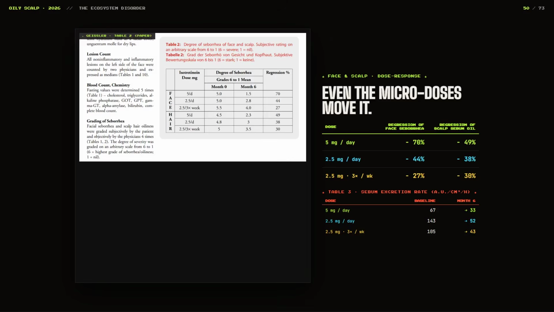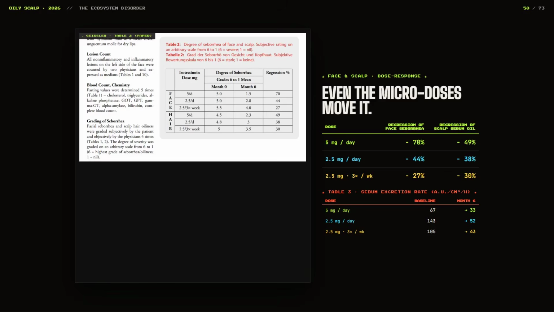The patients were treated for 6 months with very low-dose isotretinoin, 5 milligrams daily, 2.5 milligrams daily, or 2.5 milligrams 3 times a week. In Table 2, the authors show subjective seborrhea scores for face and scalp. The 5 milligram per day group had a facial seborrhea regression of about 70%, and the excessive scalp hair oiliness reduced by 49%. The 2.5 milligram per day group had a facial seborrhea regression of about 44%, and their excessive scalp hair oil reduced by 38%.